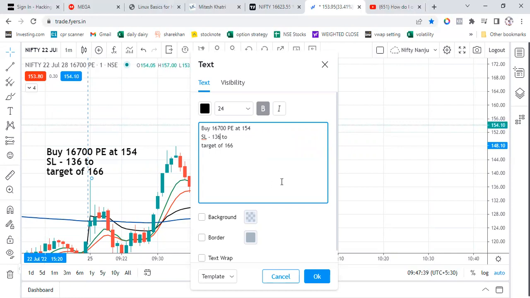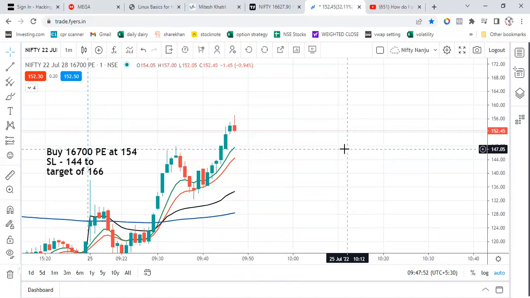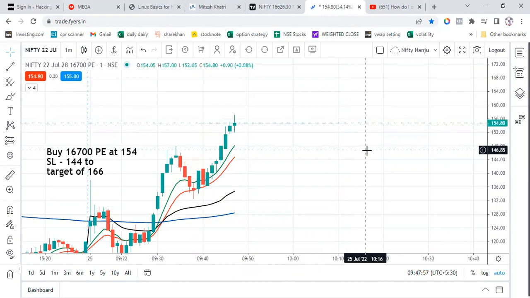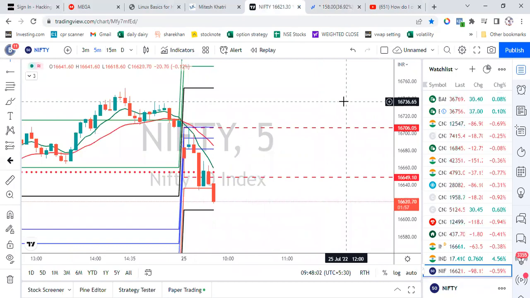Stop loss is 144. My trade is active at 154. I have bought at 154, expecting Nifty to touch 16,600.